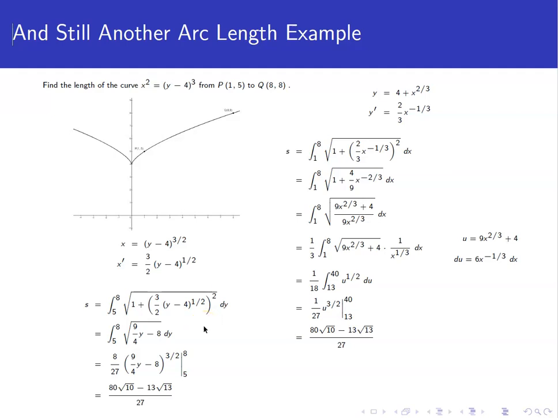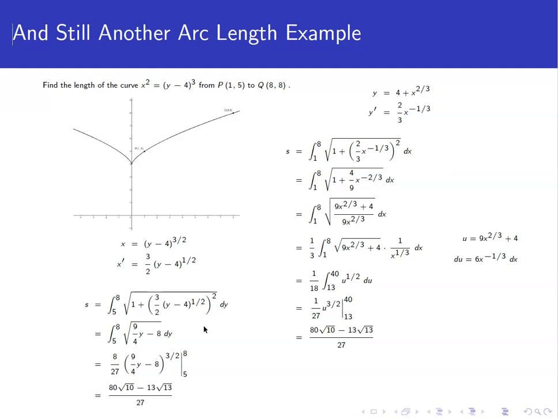We go from 5 to 8. We have the square root of 1 plus the quantity 3/2 times (y minus 4) to the 1/2, all squared. Simplify under the radical. You'll have a 9/4 y minus 8 under that radical. We can do that with a simple u substitution. Your constant out in front will be an 8 over 27. That comes from 2/3 u to the 3/2, and then we have to adjust with a 4/9. 2/3 times 4/9 is 8 over 27, so that's where that 8 over 27 is coming from. Finally, you plug in your endpoints and simplify, and you should get a final answer of (80 root 10 minus 13 root 13) all over 27.